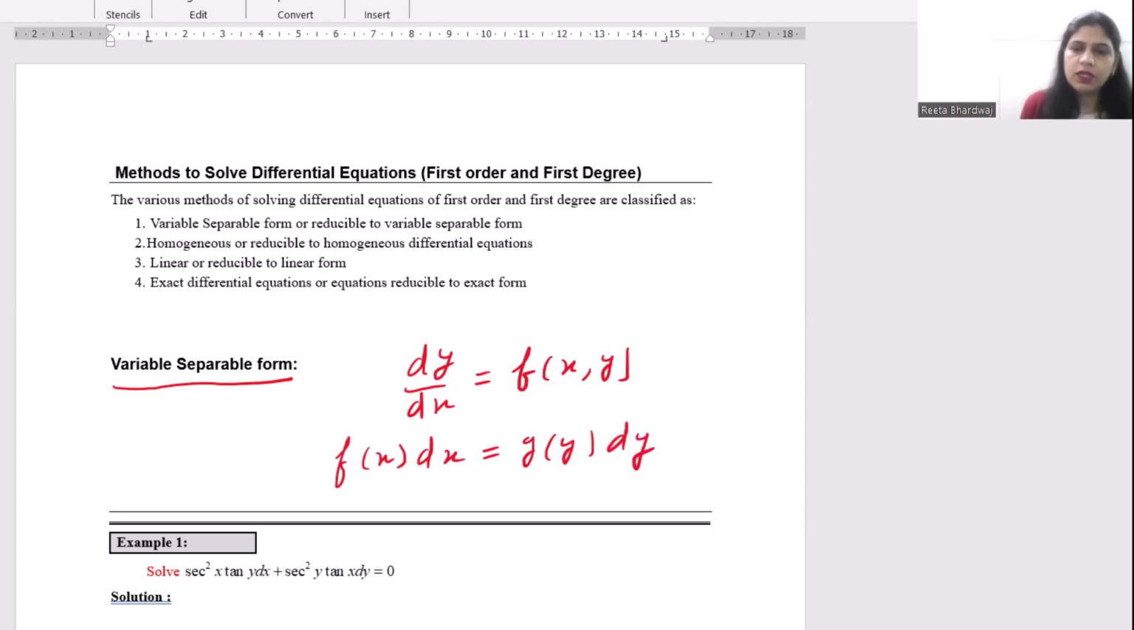then after doing the integration on both the sides, we can find out the solution of the given differential equation. And this technique is known as the variable separable method to solve the differential equation of first order and first degree. So let's take one example.